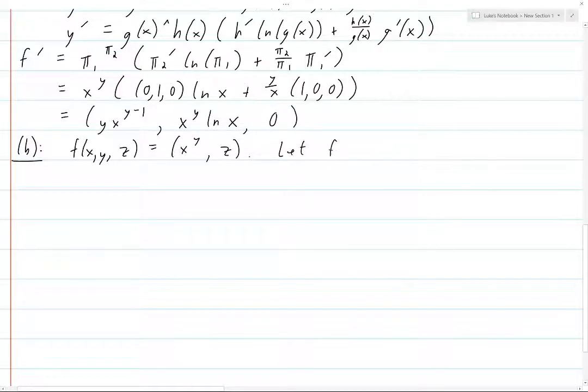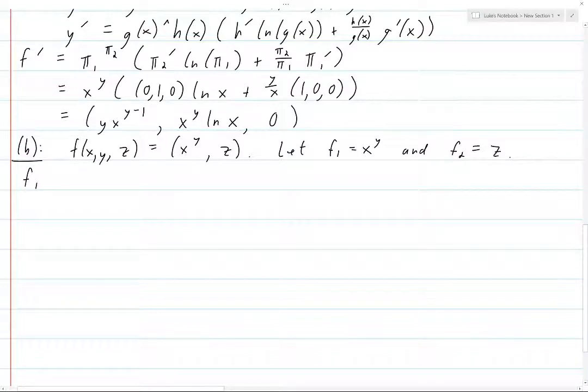So let f1 be x to the y and f2 be z. And this thing that I'm about to do, I don't like the fact that they didn't really go over how to do what I'm doing here. So what we need to do is take the derivatives of f1 and f2 individually.